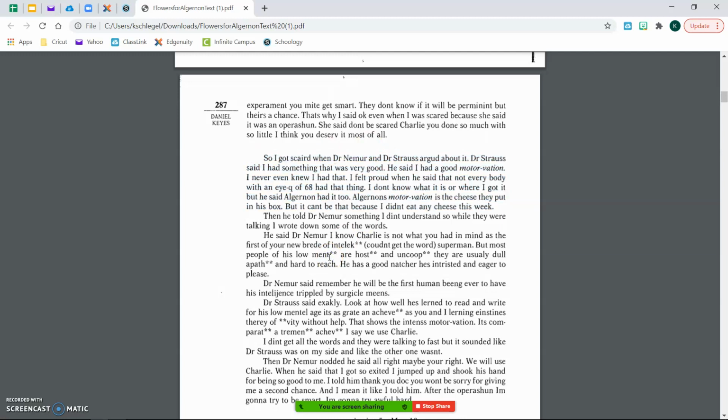Then he told Dr. Niemer something I didn't understand, so while they were talking, I wrote down some of the words. He said, Dr. Niemer, I know Charlie is not what you had in mind as the first of your new breed of intellect. Couldn't get the word. Superman. But most people of his low mentality are hostile and uncooperative. They are usually dull, apathetic, and hard to reach. He has a good nature. He's interested and eager to please.